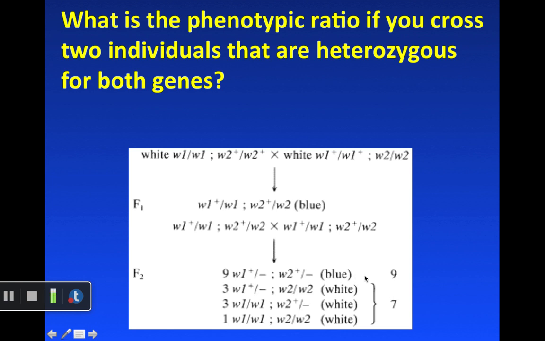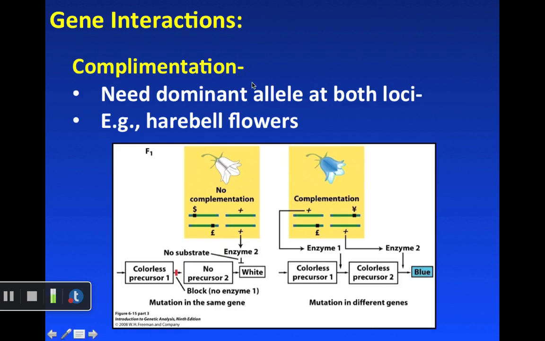And again, if you do the cross yourself, recall that you need at least one wild type allele, in this case denoted by the plus, for each of the two different genes, the W1 and the W2, to produce the blue pigment. If you're lacking either of those, then you end up producing white flowers. So again, this 9-to-7 ratio is very characteristic of this phenomenon referred to as complementation.